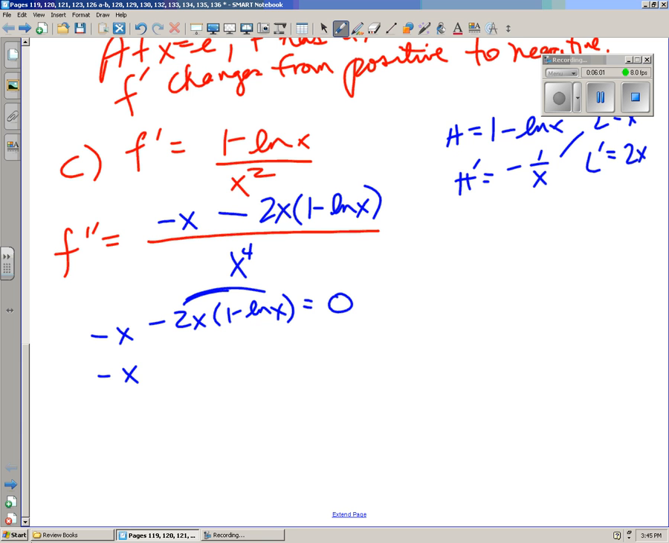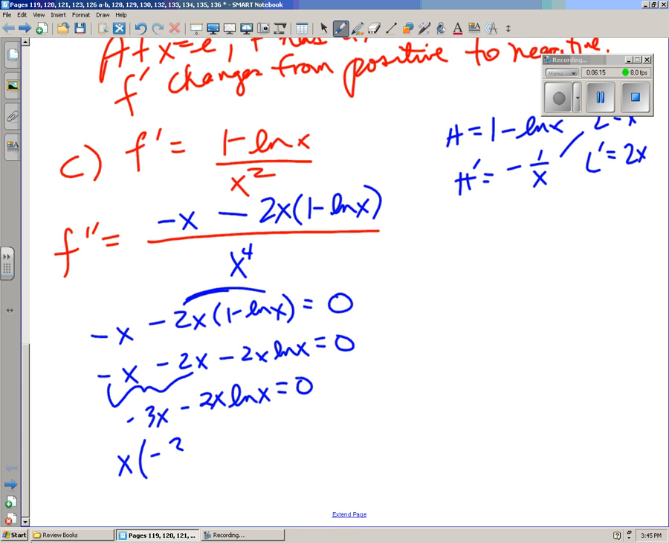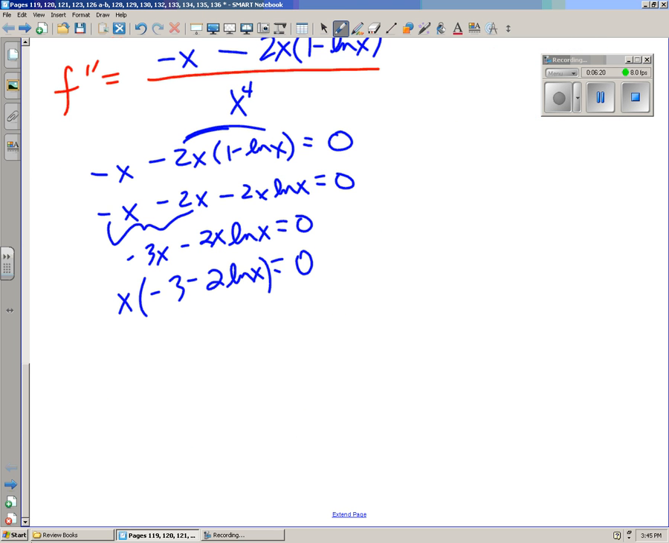If we want, we can distribute. You get negative x minus 2x minus 2x ln of x is 0. Combining like terms, you would get negative 3x minus 2x ln of x equal to 0. And then you can factor out an x. So you'd be left with x times negative 3 minus 2 ln of x is equal to 0. So algebraically, this would give us x equals 0. So now we have factor times factor equal to 0.